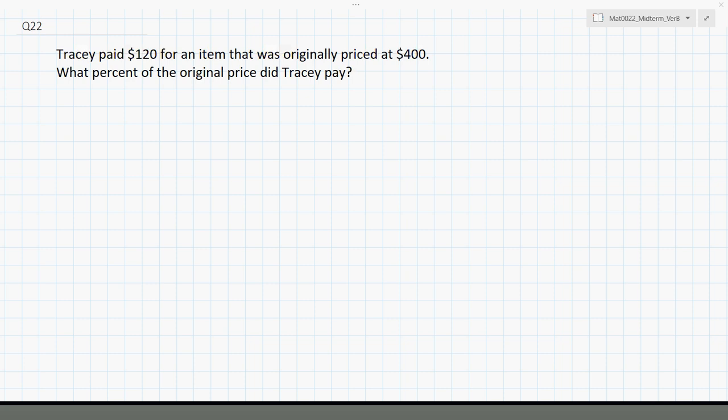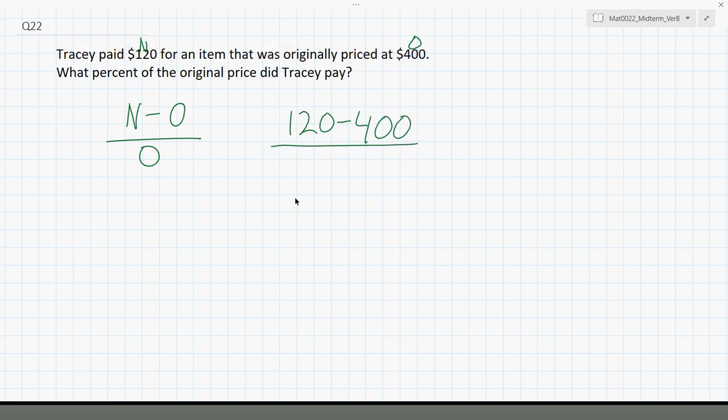Tracy paid $120 for an item that was originally priced at $400. What percent of the original price did Tracy pay? There's an equation for this, simply called new minus old over old. It's also known as last minus first over first, but new minus old over old sounds a little bit better rolling off the tongue. So we know that the new value is 120 and the old value was 400. So we'd go 120 minus 400 over 400. We'll now do the math of this. 120 minus 400 will give me, I want to say, 280.